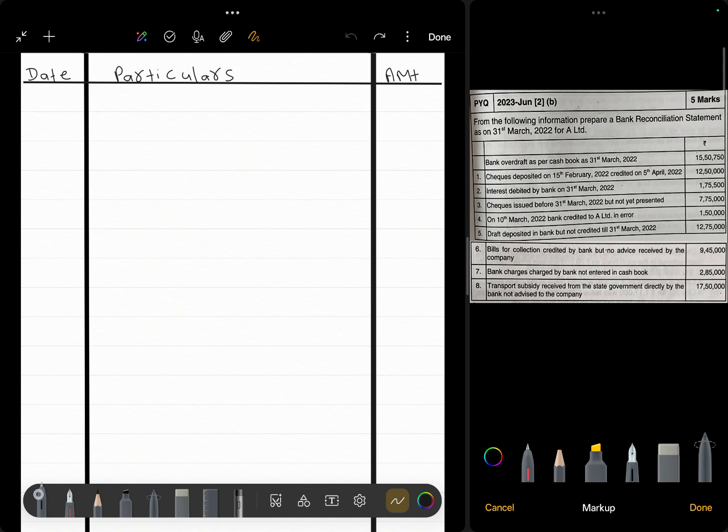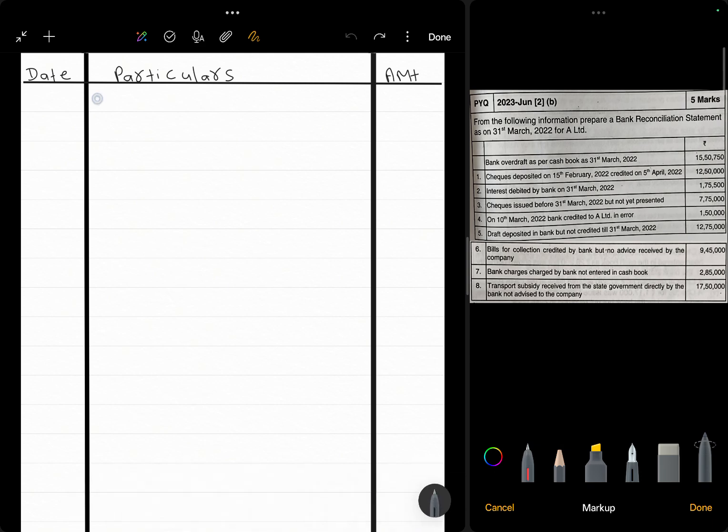Okay, so now let us write here, balance as per cash book, that is negative balance. How much? 15,50,750. Okay, so now let us come to the one number. So we don't have a date, so we'll write the sequence, that is 1 2 3 4 5 6 7 8.